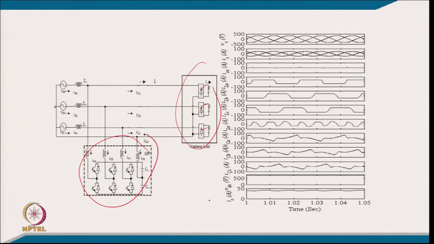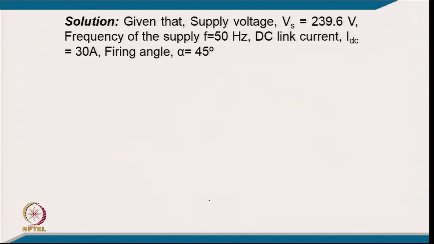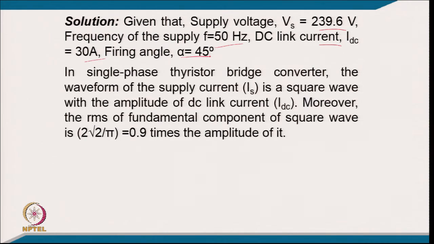This is the typical system: a diode rectifier or thyristor converter as the load, and this is the shunt active filter with the load current also. The supply voltage is 239.6 volt, the frequency is 50 Hz, the DC link current is 30 ampere, and the fire angle is 45 degree.